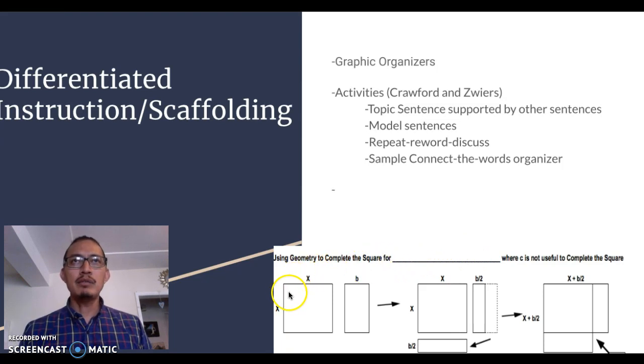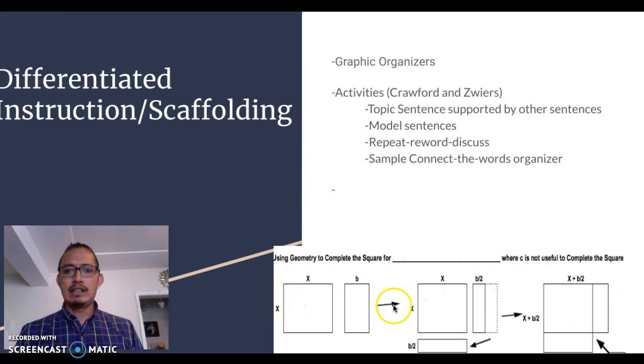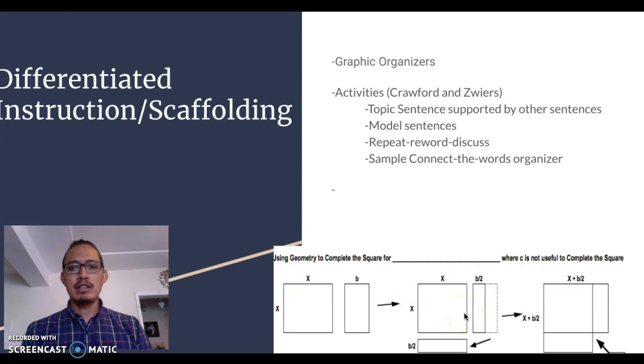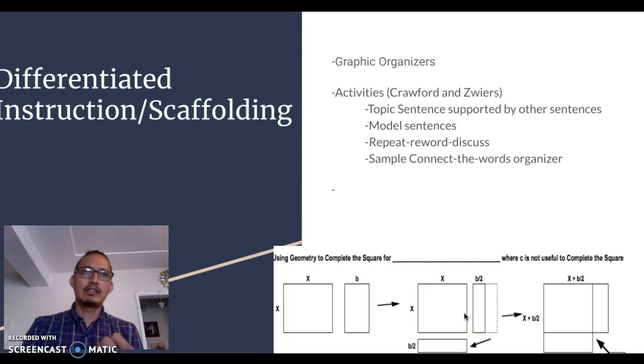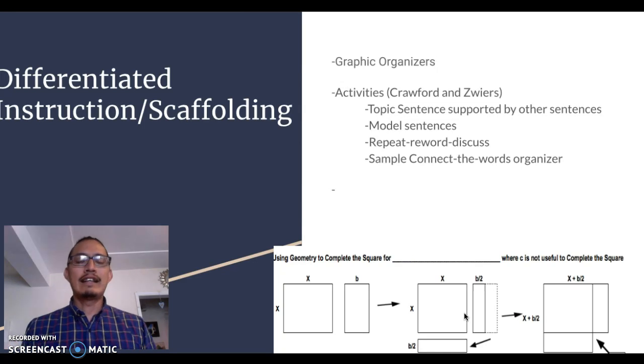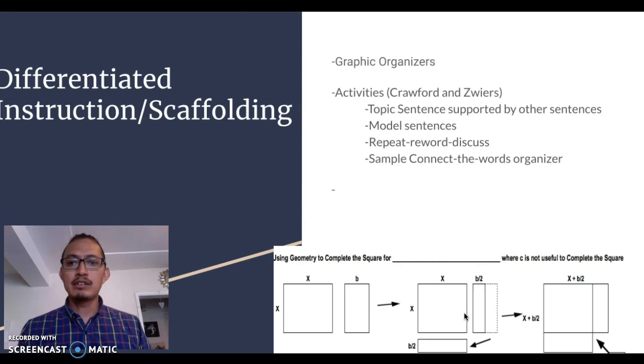And then I noticed that some students did not need this at all, but the struggling students did need it. And I noticed that a lot of them were using it to complete the square. And it was really cool to see how they left that graphic organizer and then started doing the math in their own heads. Some other activities are a topic sentence supported by other sentences, a model sentence.